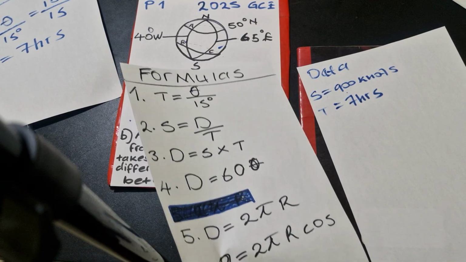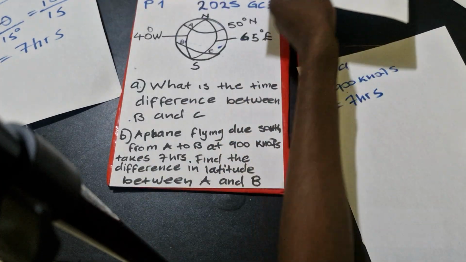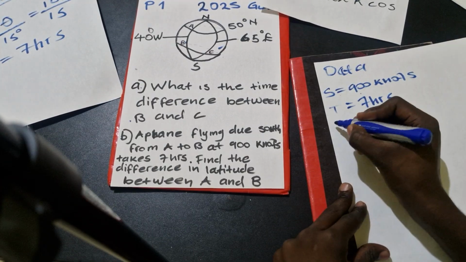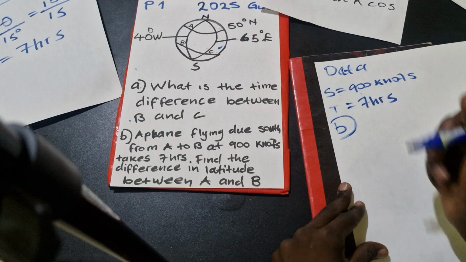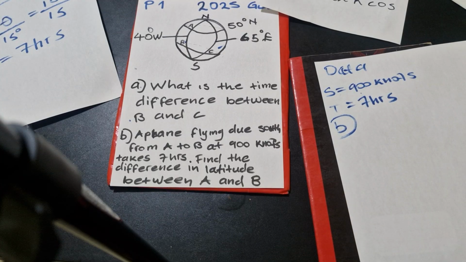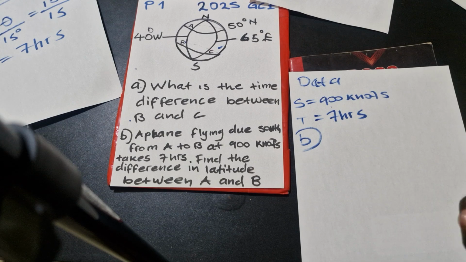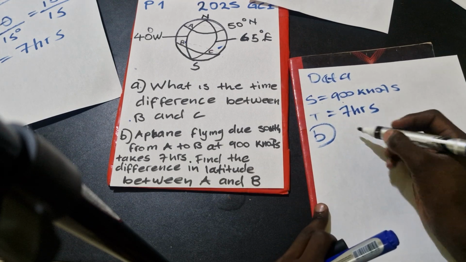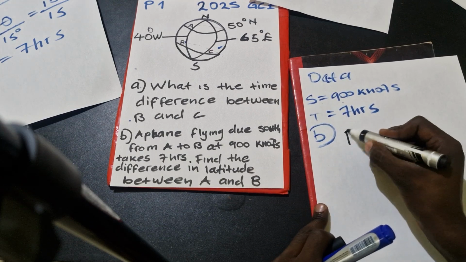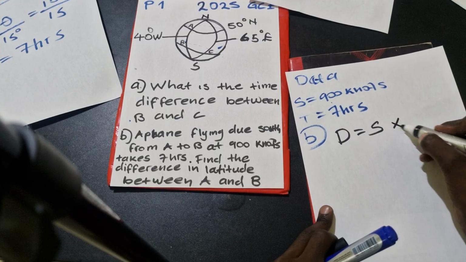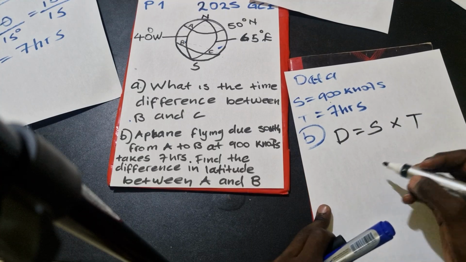We have to take notes. So what are we going to do? We are going to take it down. You have to show the formula now. This is in the exam, so you have to take it down. You have to note it down. So let's solve. We are going to say distance is equal to speed times time.